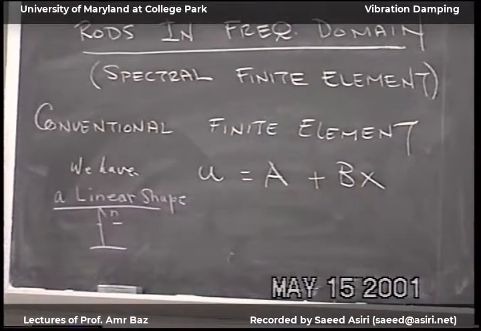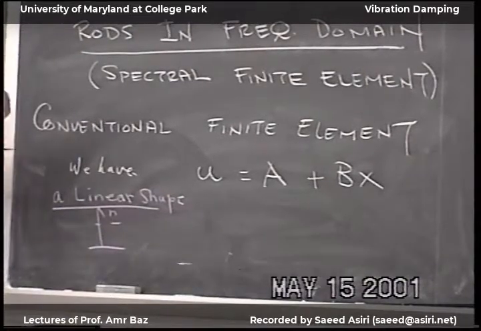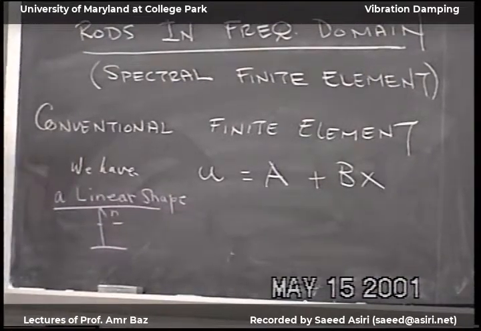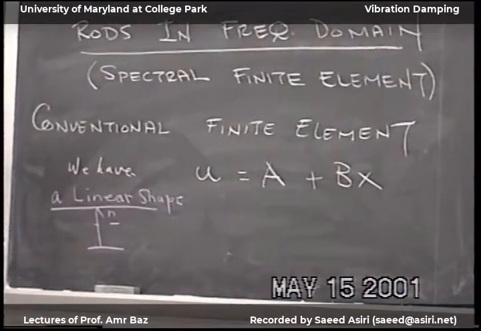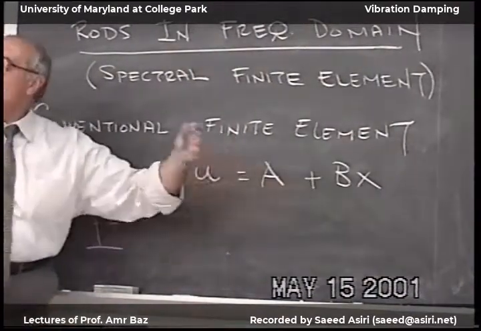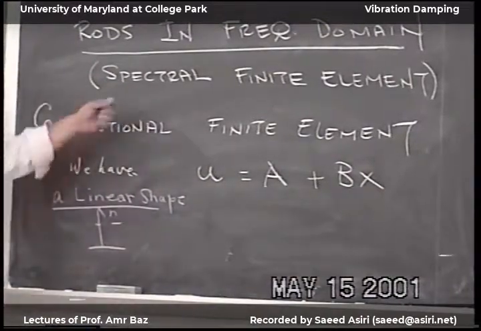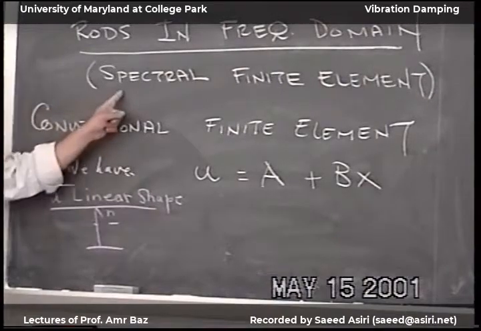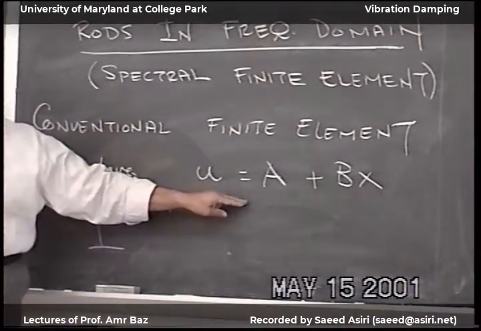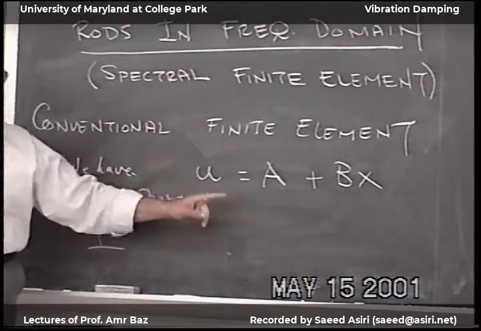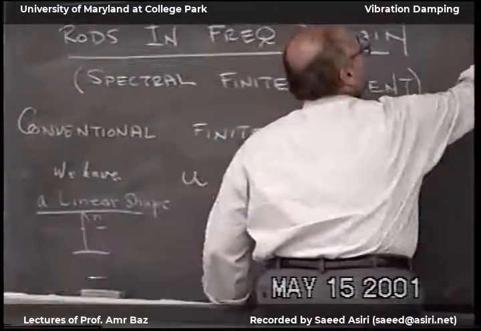And maybe if you took the active vibration control class with me, we've done a rod that has two bounding nodes, and then we put inside another node. And we used, instead of linear, the quadratic shape function. Now, for spectral finite element, I'm going to write this both in space and frequency. Both in space and frequency. This is only functional space.